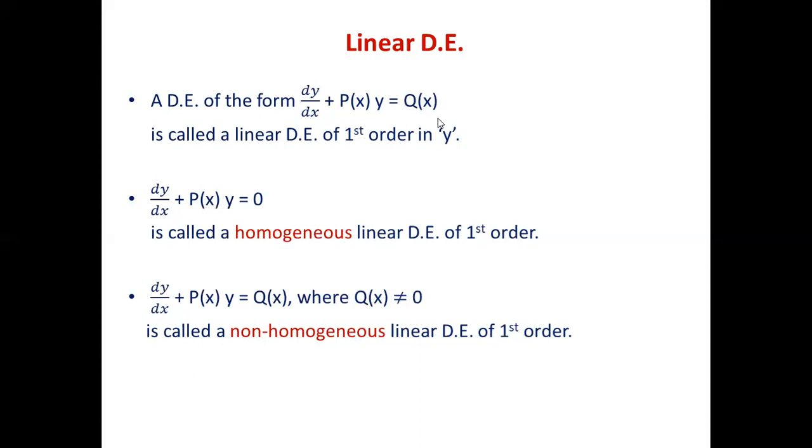There are three terms in this equation, two on the left hand side and one on the right hand side. If the right hand side is 0, that means if q of x is just 0, then we call this equation a homogeneous linear differential equation. Otherwise, it is called a non-homogeneous linear differential equation. This is the first kind. Here, the dependent variable is y, independent variable is x.